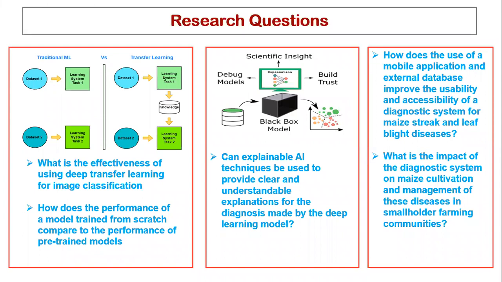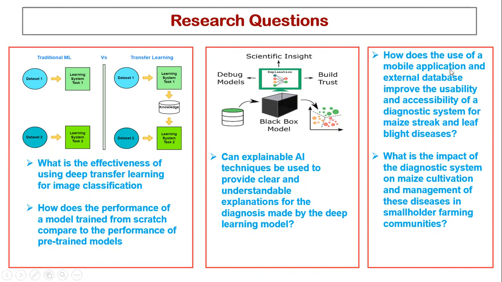Now, mainly we shall look at traditional ML versus transfer learning. What is the effectiveness of using transfer learning? And also, how does the performance of our traditional machine learning models compare to that of pre-trained models? And also, in the area of explainable AI, we want to know how explainable AI techniques can be used to provide clear and understandable explanations for our diagnosis by the model. How does our model come up to its conclusions? We need to know that.